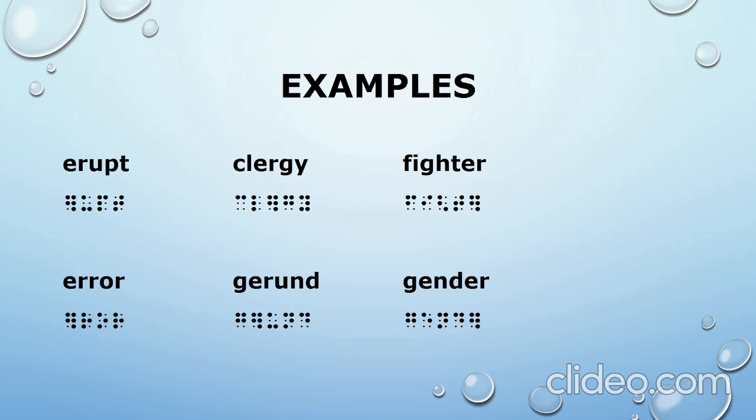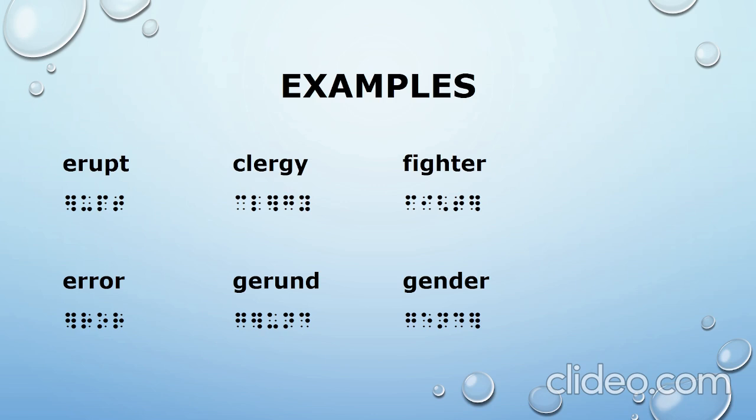Let's have first erupt, spelled E-R-U-P-T. Here we can contract the first 2 letters, which are E and R, using dots 1, 2, 4, 5, and 6. So instead of using 5 cells, we're now able to use 4 cells. Next, clergy. The letters E and R are in the middle of the word clergy, so we can contract this. We're now able to write CL, the contraction for ER, followed by GY.